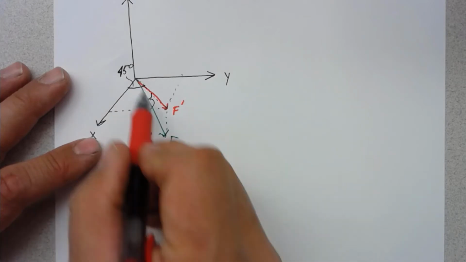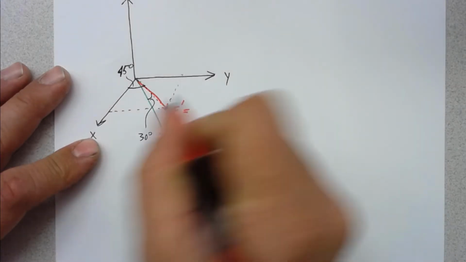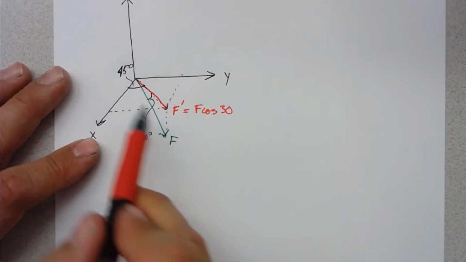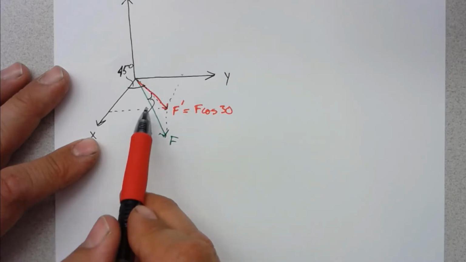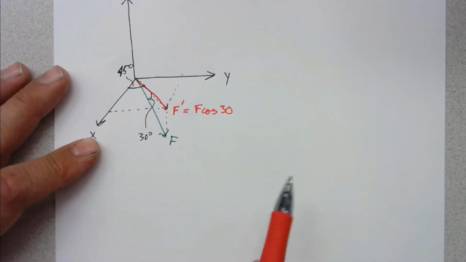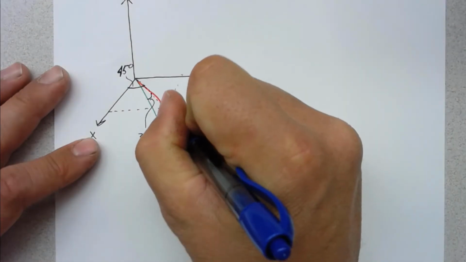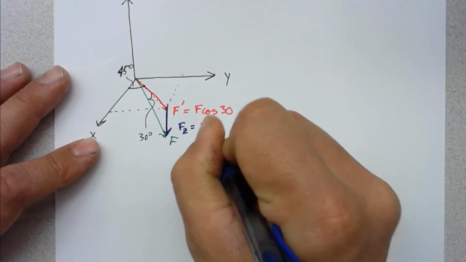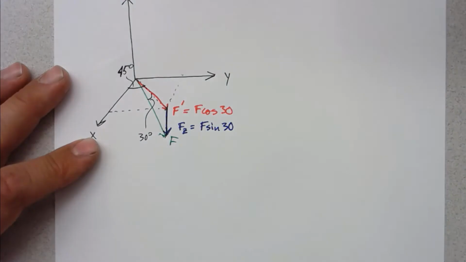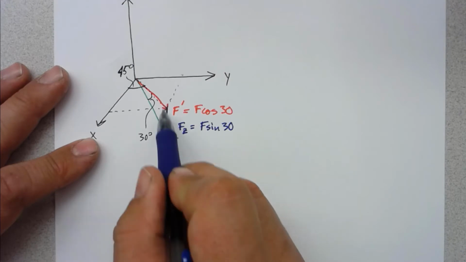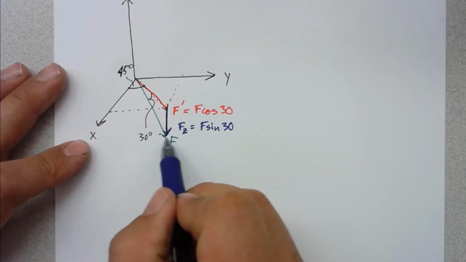When I break this into F prime, I would say that F prime is equal to F cosine of 30 degrees. So I'm taking this azimuth angle, the angle off of the xy plane, and I'm projecting the force vector onto the xy plane. At the same time, I would find the z component, and that's this piece right here. F sub z is equal to F sine of 30, because it's the amount of vector you would need to go in the negative z direction to end up here.